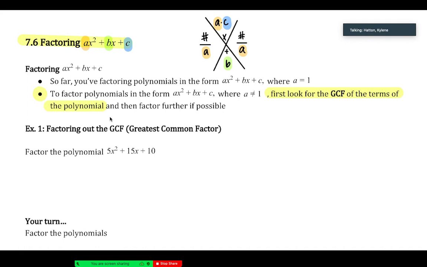It could be a number or a variable or the combination of both that divides evenly into each term in your polynomial. So basically I want to see, is there a number or monomial that divides evenly into 5x squared, 15x, and 10? Because 5, 15, and 10 are all divisible by 5, I can factor out a 5. I can't factor out any variables because that 10 doesn't have an x to the first power or anything like that. So that x would not be a part of my GCF, but I can factor out 5.